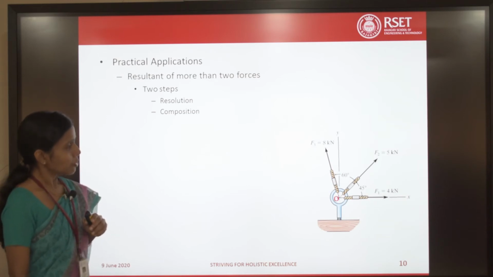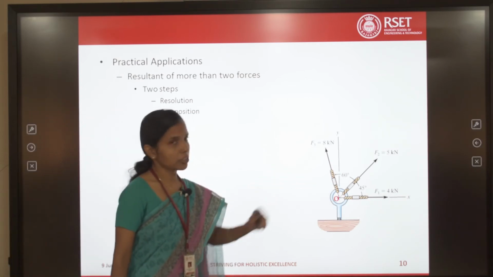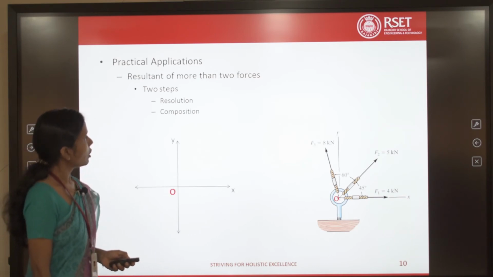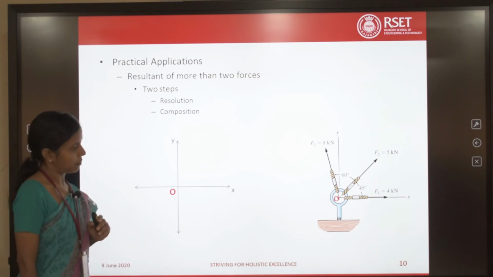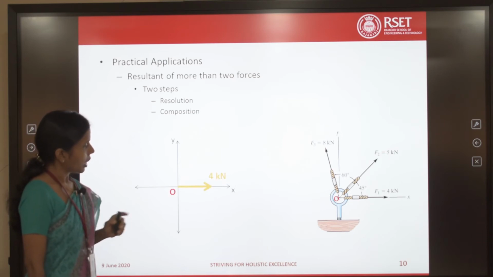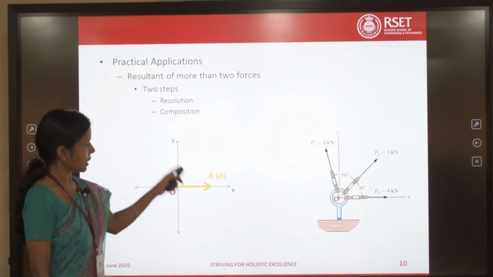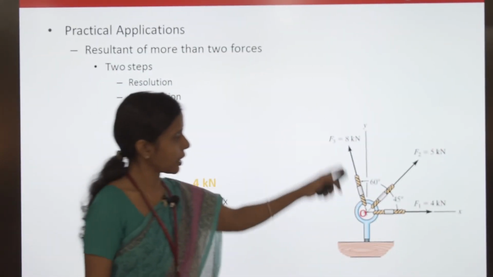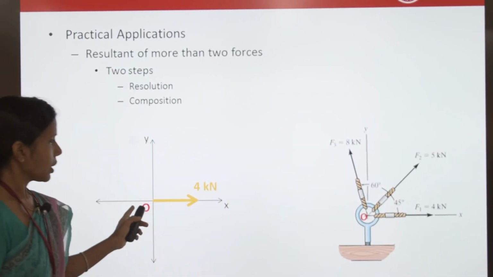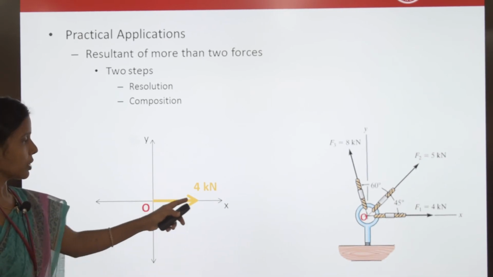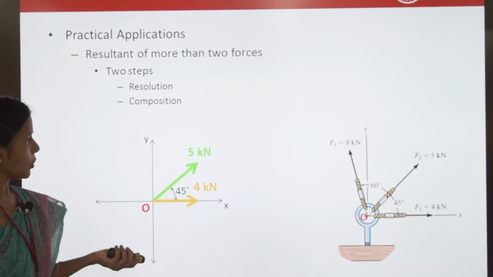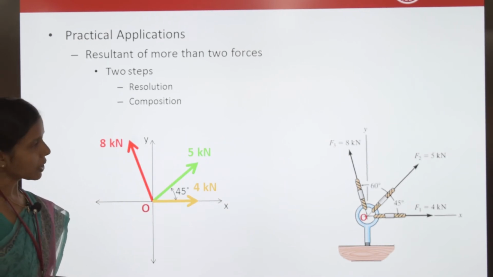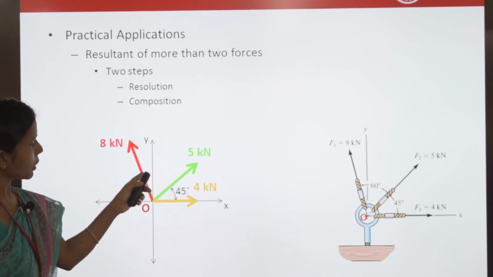So, let us consider this common meeting point as O. What I will do is draw a force diagram. How will I draw the force diagram? I will take the reference axes x and y with the meeting point as origin O, and I will use the principle of transmissibility to show all the forces: 4 kilonewton, 5 kilonewton and 8 kilonewton.